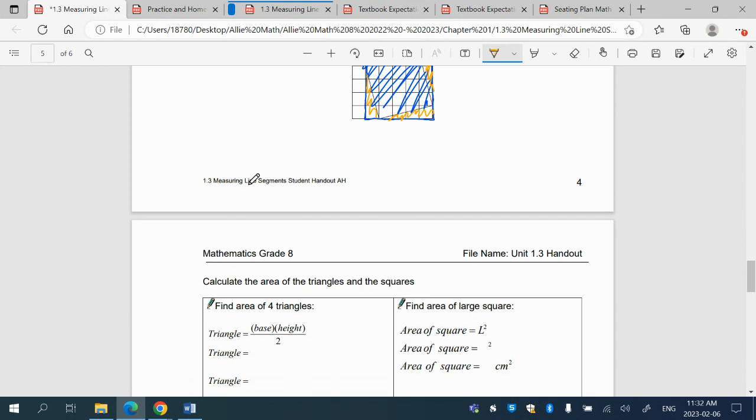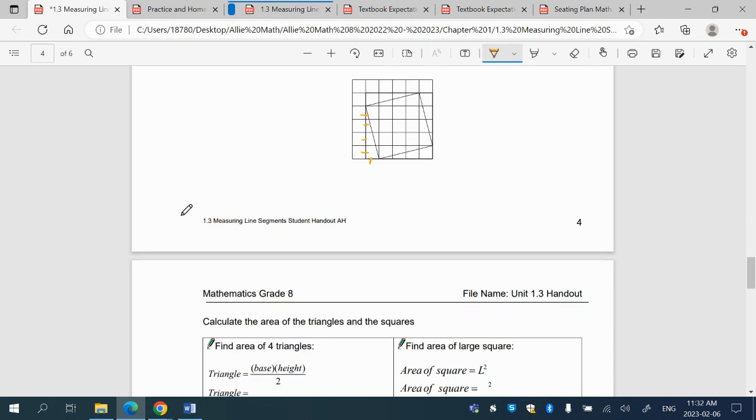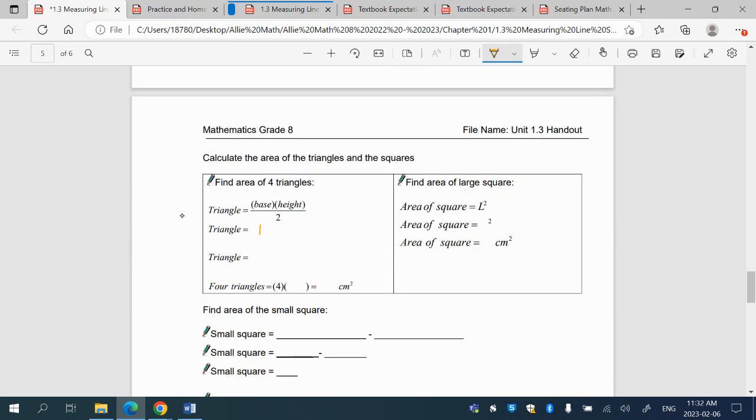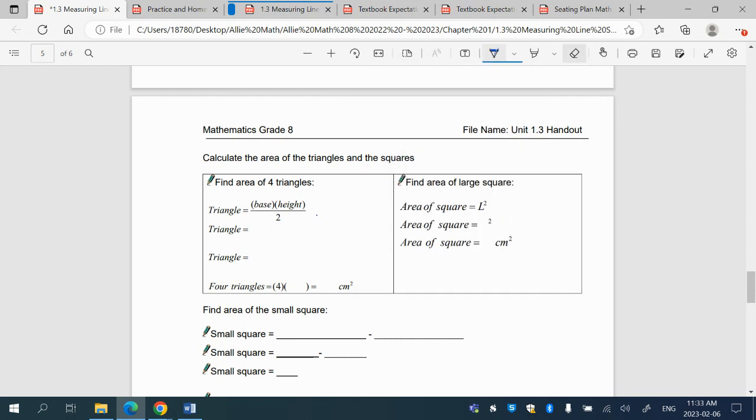Calculate the area of the triangles in the square. Okay, so base times height divided by 2. If we look here, the base of our triangle is 1, and the height is 1, 2, 3. That looks right. Let me erase this. I can hardly see. No, it's actually 4. Okay, so 1 and then 1, 2, 3, 4. So triangle equals 1 times 4 divided by 2. The triangle equals 4 divided by 2. So that's going to be 2 centimeters squared.